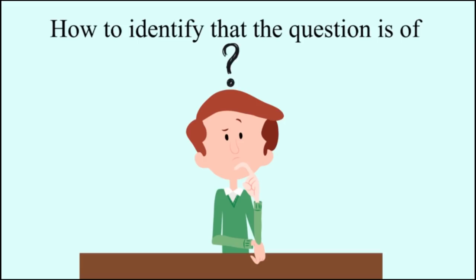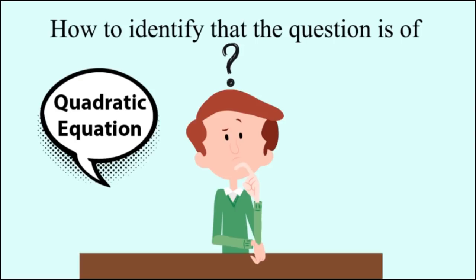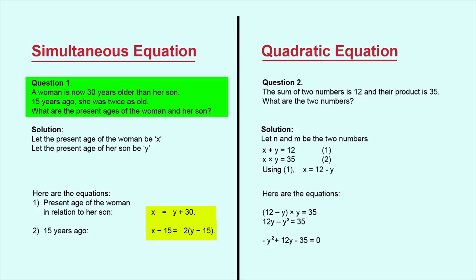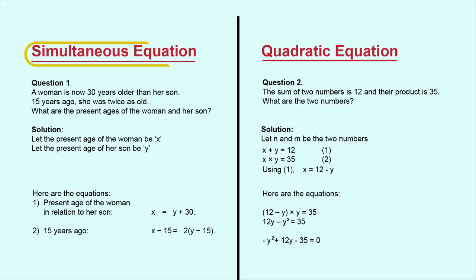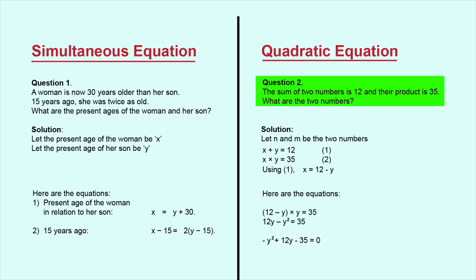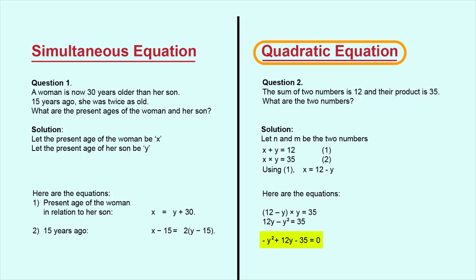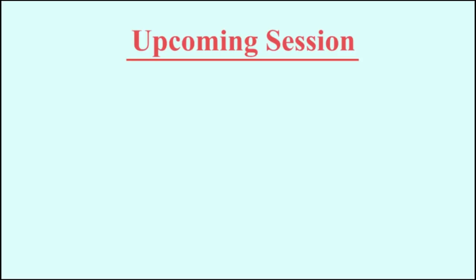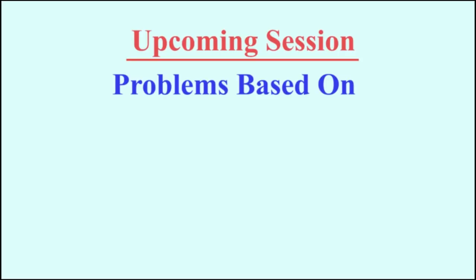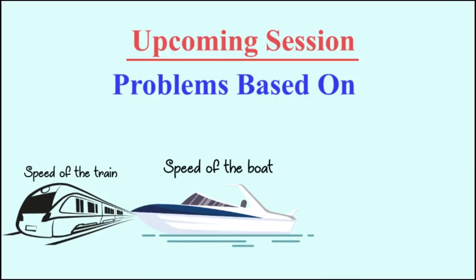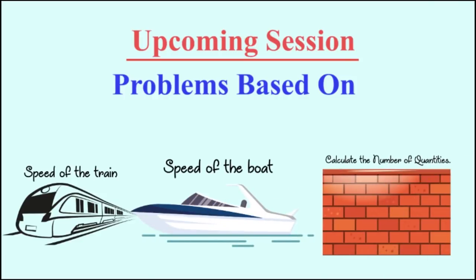You might be thinking how to identify whether the problem is of a quadratic equation or a simultaneous equation. Friends, while solving the problem, if we get two linear equations in two variables at the same time, then it is a simultaneous equation where the degree of the variable is 1. And if while solving the problem after simplification we get the highest degree of the variable as 2, then it is a quadratic equation. In our upcoming session, we will solve some problems based on determining the speed of the train and the speed of the boat, as well as calculating the number of quantities.